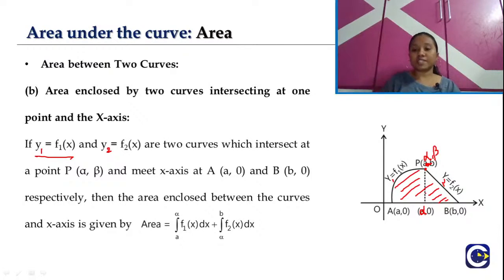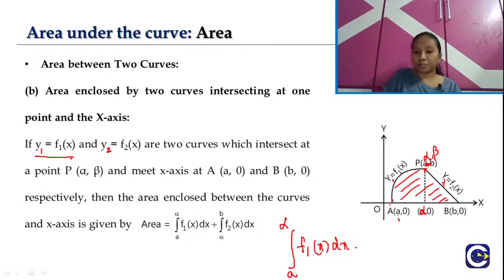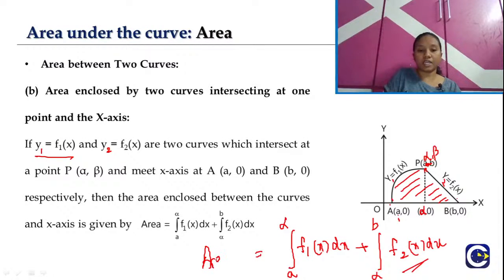So this will be one curve and this will be another curve, which means what are the limits for the first curve? The limits are from a to alpha. From a to alpha we have the first curve, that is f1(x) dx. And after that, from alpha to b, we have the second curve, that is f2(x) dx. So this will be our required area.